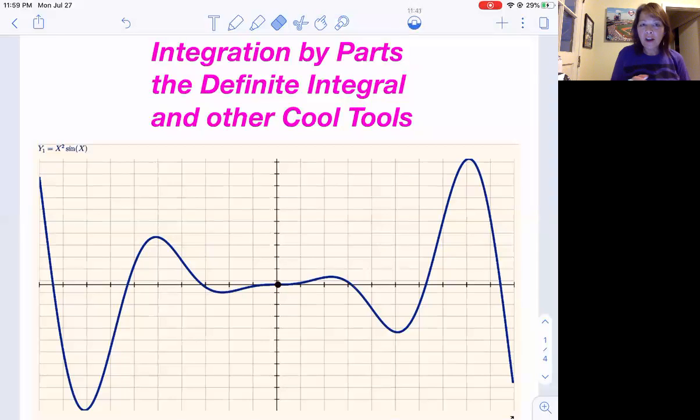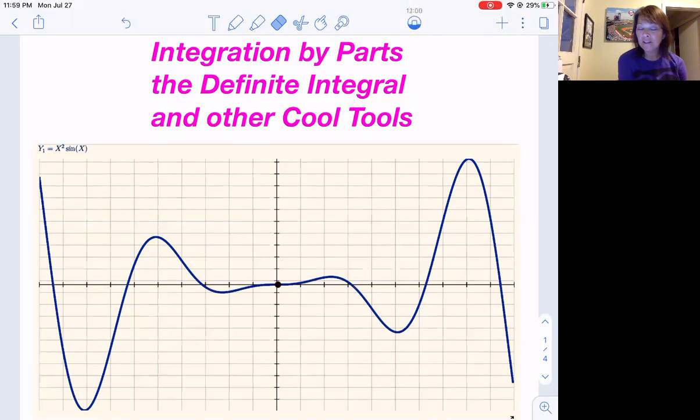Hi, continuing our study of integration by parts, the definite integral, and other cool tools for this. So you look at this graph and you say, wow, what is this? Well, this is Mrs. Allen, and we're in calculus BC, and we're studying integration by parts.